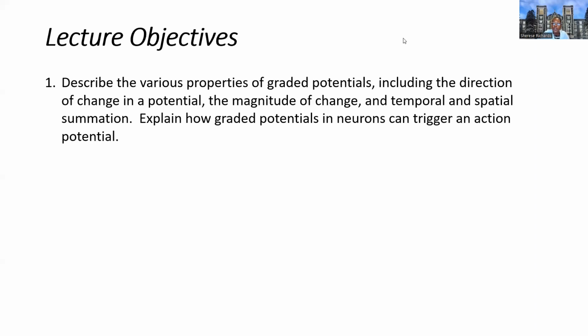Okay. So our first objective here is to describe the various properties of graded potentials, including the direction of change in a potential and the magnitude of change. We're also going to think about temporal and spatial summation. These are different mechanisms for adding or summing graded potentials. And lastly, how graded potentials in neurons can eventually lead up to or trigger an action potential.